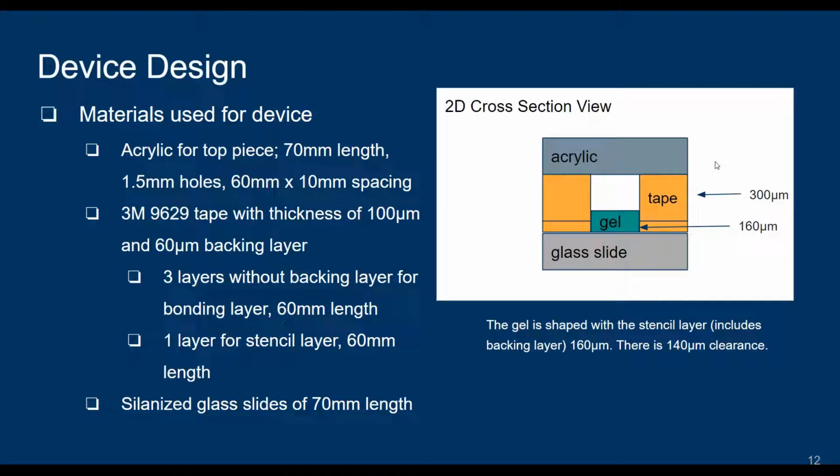Some key dimensions from the 2D cross-section view. The gel is shaped with a stencil layer, which includes the backing layer, that comes out to 160 micron. The bonding layer is 3 layers of tape without the backing layer, which comes out to 300 micron. The clearance for the channel is 140 micron.